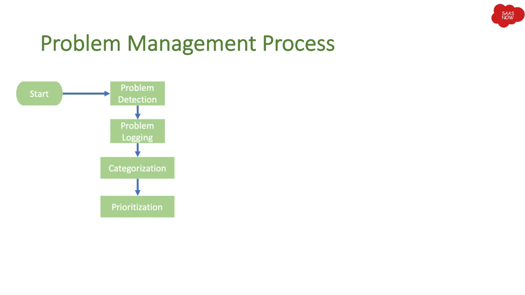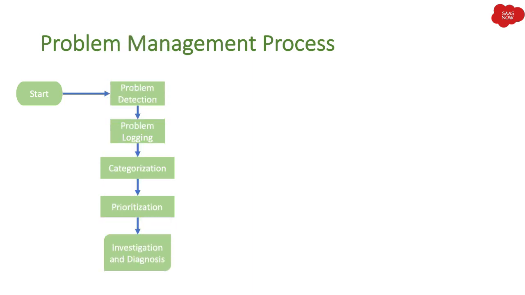Then we have prioritization. Prioritization totally depends on the kind of issue you have. If the reoccurring incidents were P1, high priority incidents, then you have to make sure this problem is a high priority problem and you are investigating it on time, within whatever SLA you have defined as per your organizational problem management process.